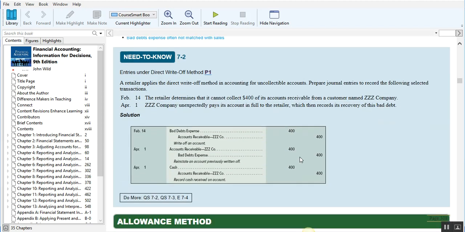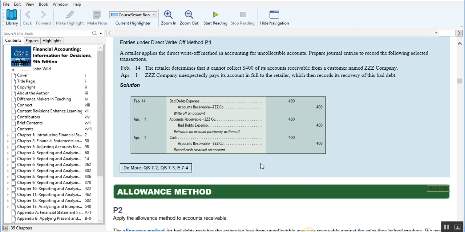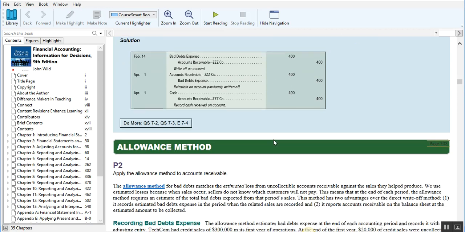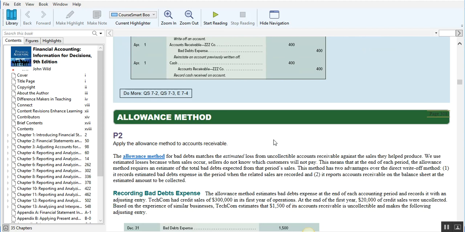So if you're looking at the direct write-off method, here's a good example. Basically some transactions you can look at to see how they do it. They're just debiting bad debt expense and then crediting the accounts receivable. And then apparently ZZZ company had a second thought and they wanted to pay their bill. So we reverse it. We debit the receivable, credit the bad debt expense, and then we debit cash and credit the receivable when we receive the payment.